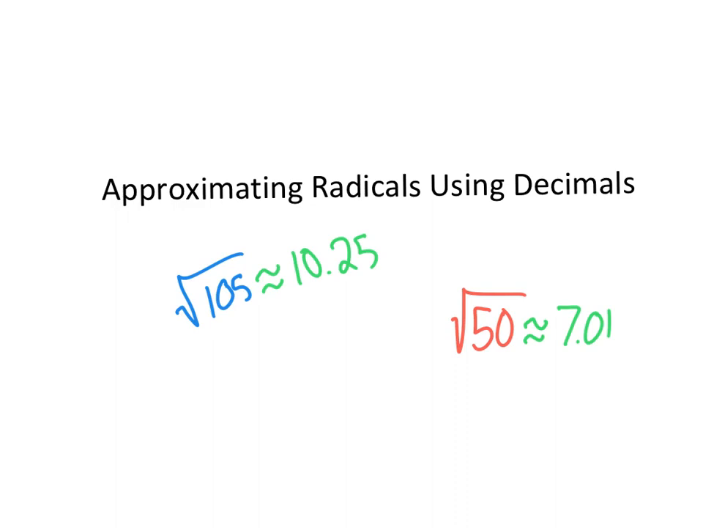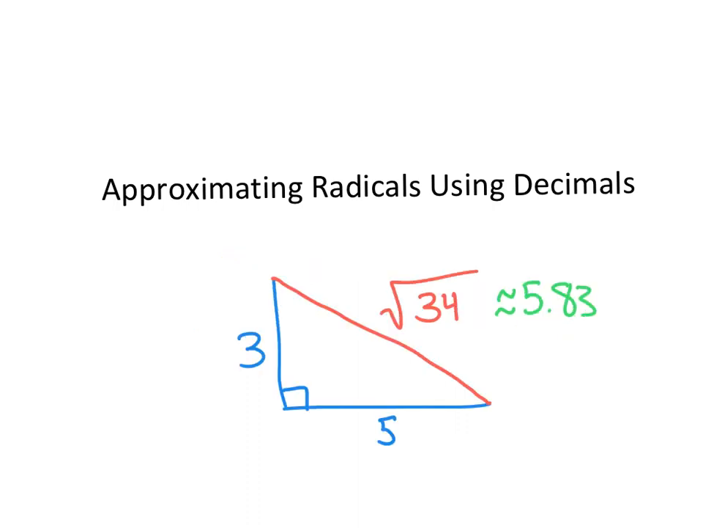Approximating radicals using decimals. In this video, you will learn how to write a radical as an approximate decimal, both using logic and a more exact method. There are a lot of applications of square roots that you will learn about, and a lot of times it's more useful to say something like, the board needs to be 5.83 feet long instead of the board needs to be the square root of 34 feet long.